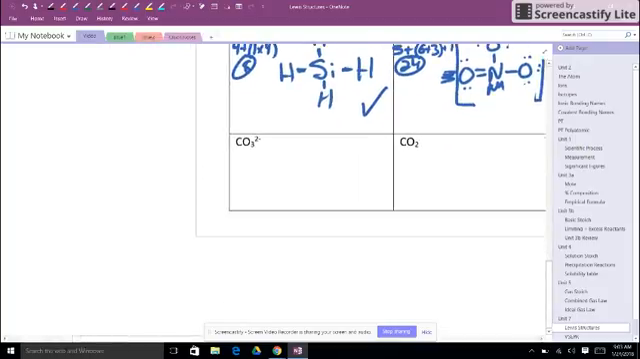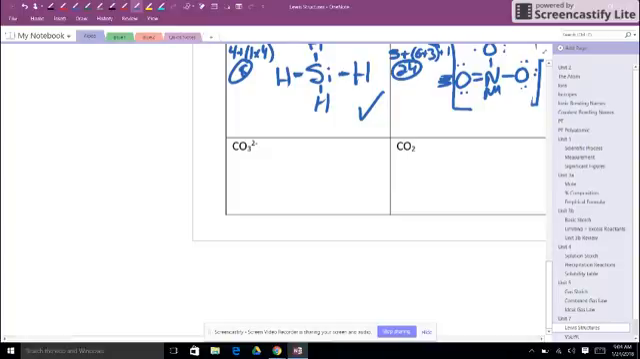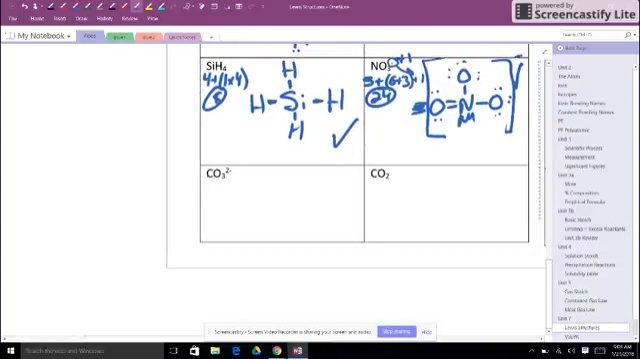Okay, let's try another one. We have the CO3 2 minus: carbon 4 valence electrons, oxygens 6 each times 3, and then this is a negative 2 ion, so let's make sure we add 2 there. So we have 24 again for this molecule.